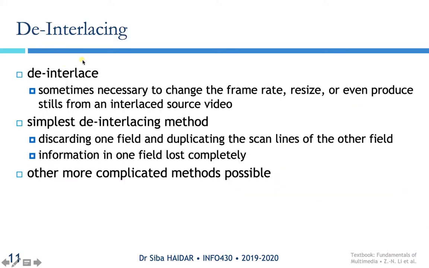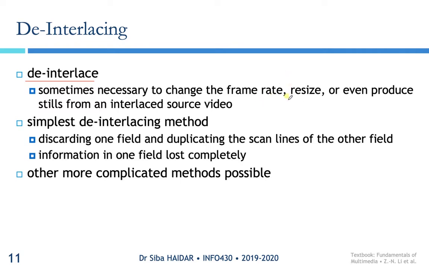What is deinterlacing? Sometimes, just like we did interlacing, we need to do deinterlacing. Why? Because sometimes we need, for example, to change the frame rate. The frame rate is the number of frames we send per second. Sometimes we decide that we can afford a higher frame rate, so we do the deinterlacing, and then we do the interlacing again, or for example we do the progressive mode because we have enough bandwidth.